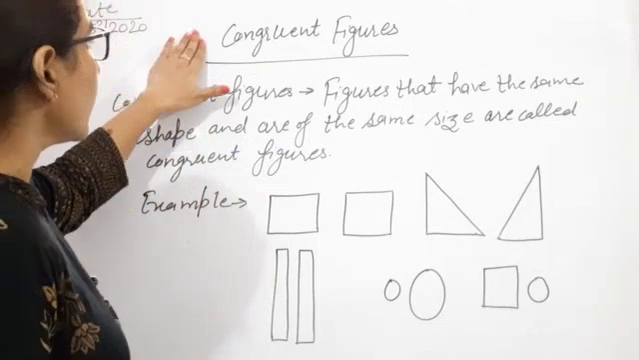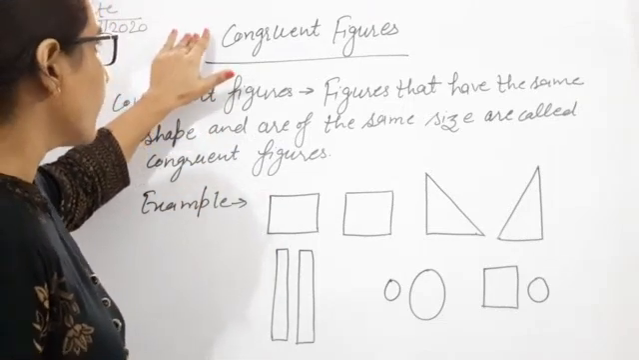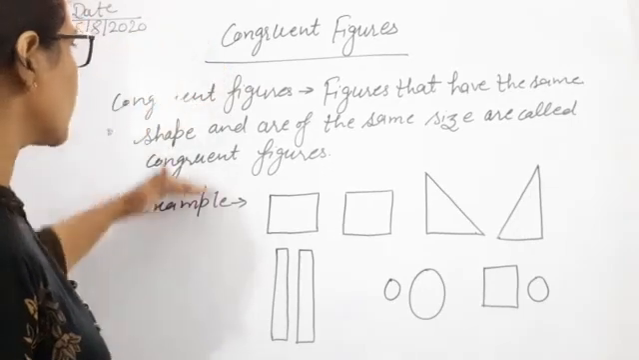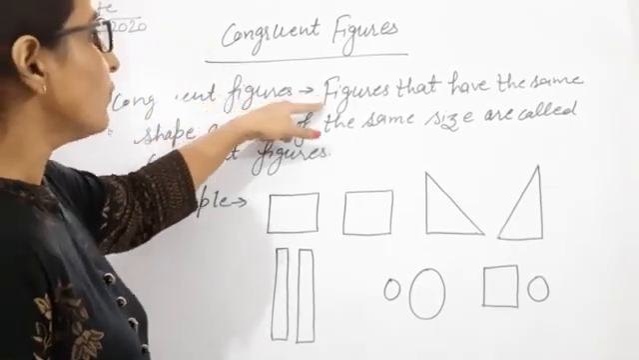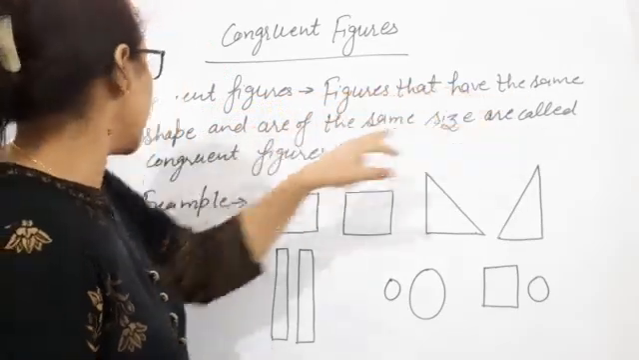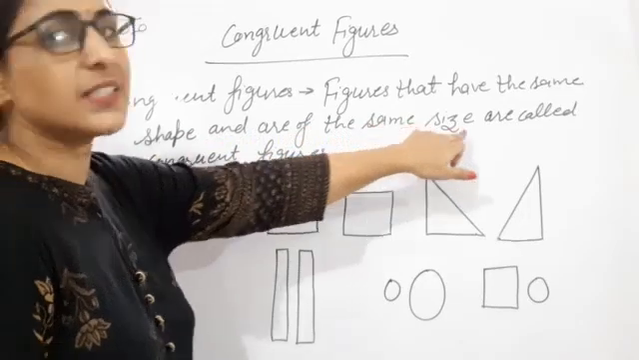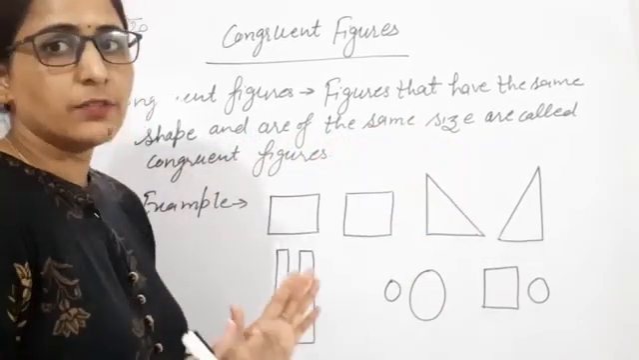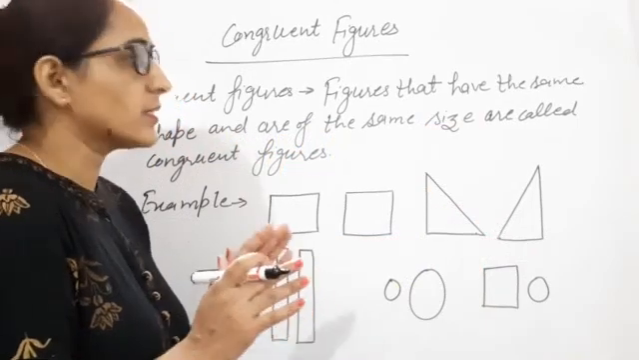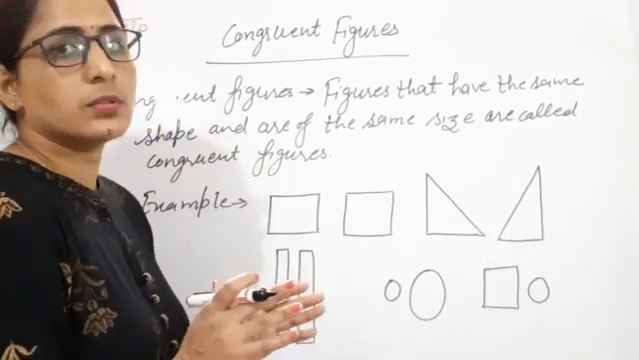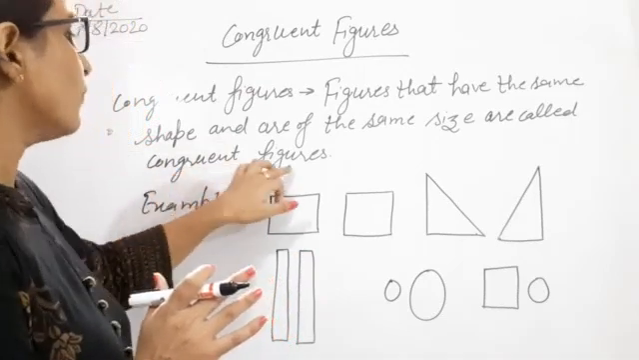Next we do our exercise number 4.6. Before starting it, firstly I am explaining the congruent figures. Which one is this one? Figures that have the same shape and are of the same size. It means the figures which are the same, when we look at them they look the same, and the size will also be the same. They are called congruent figures.